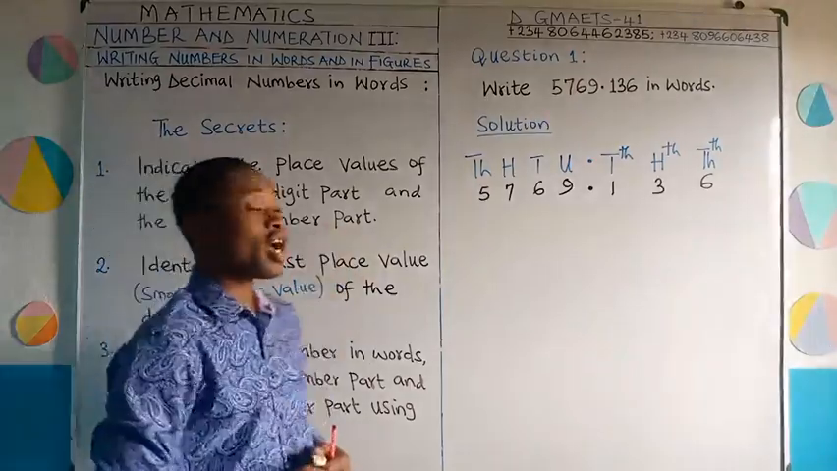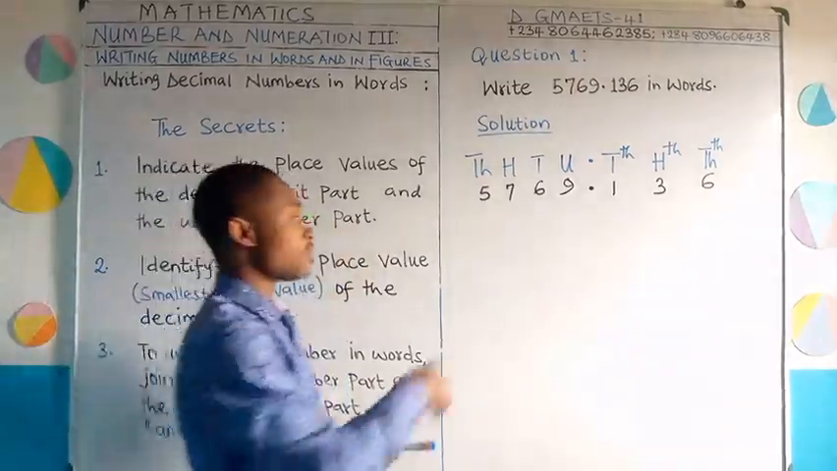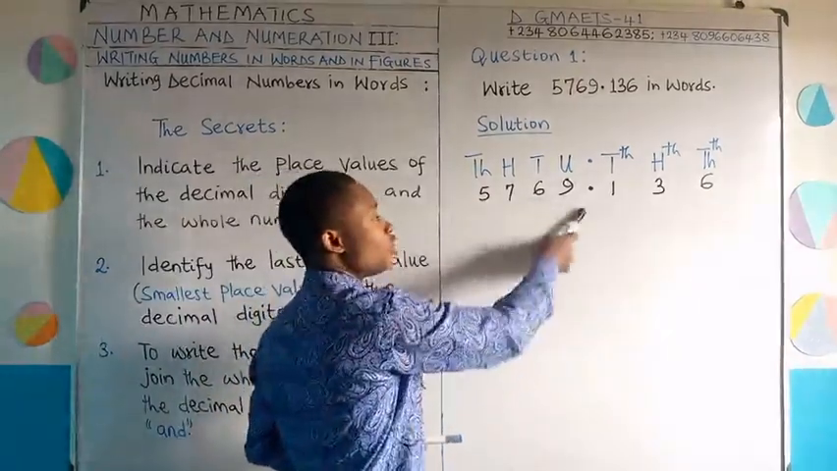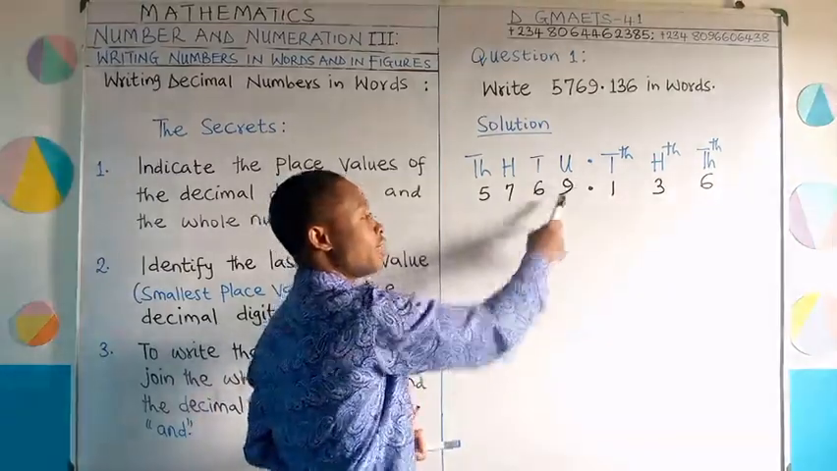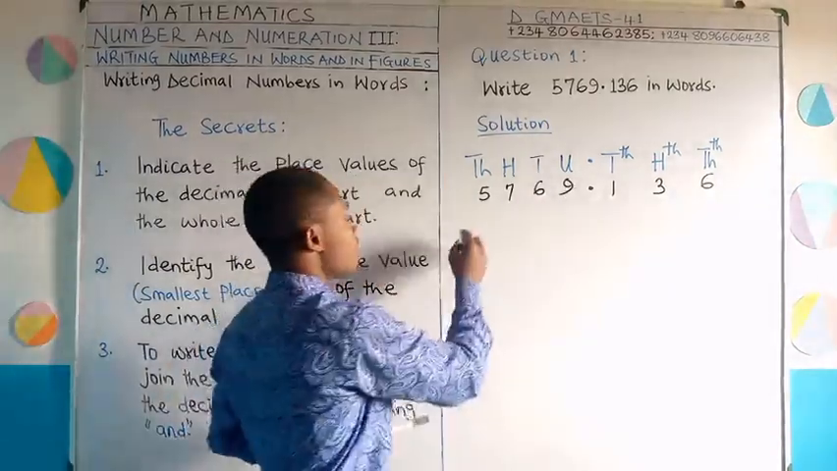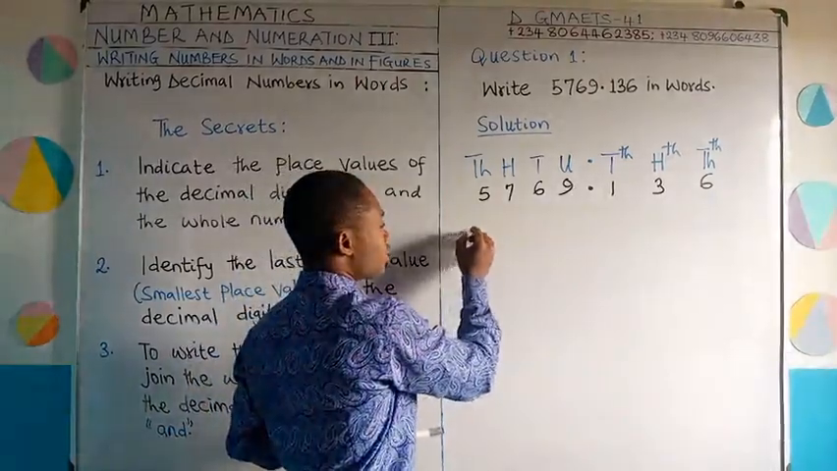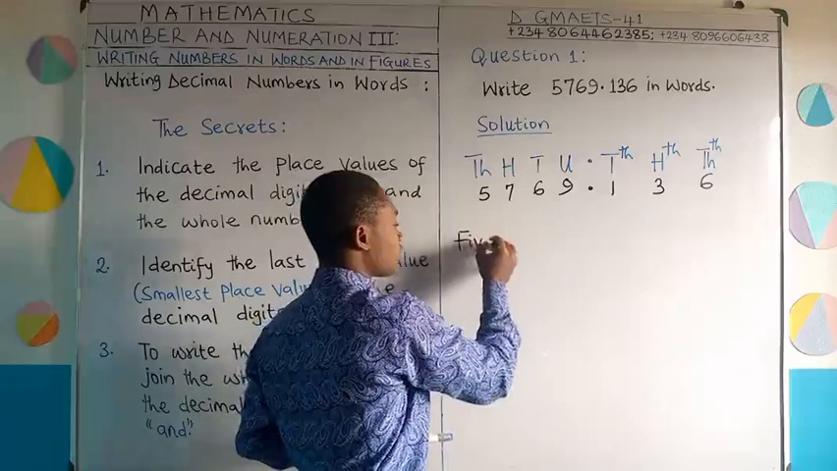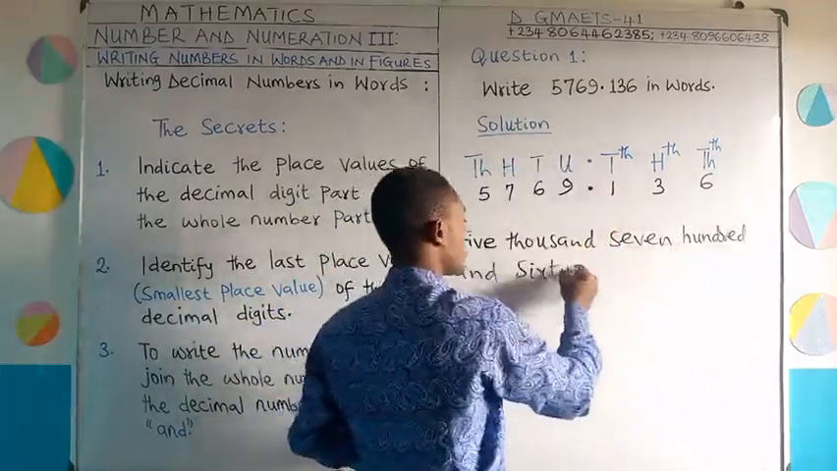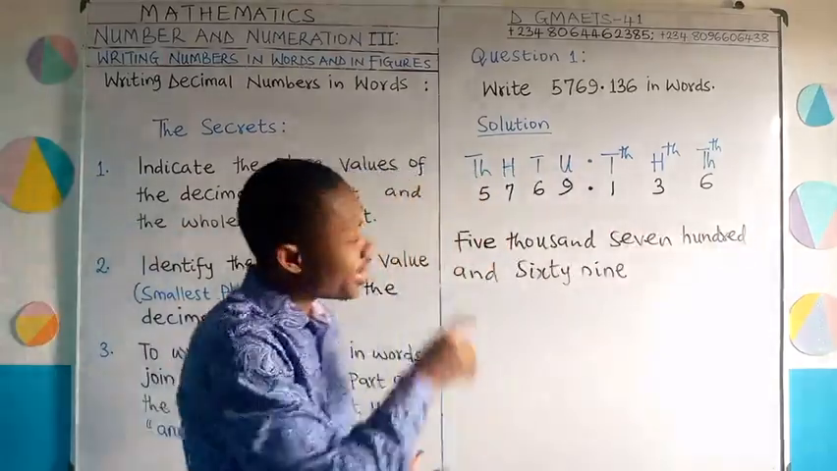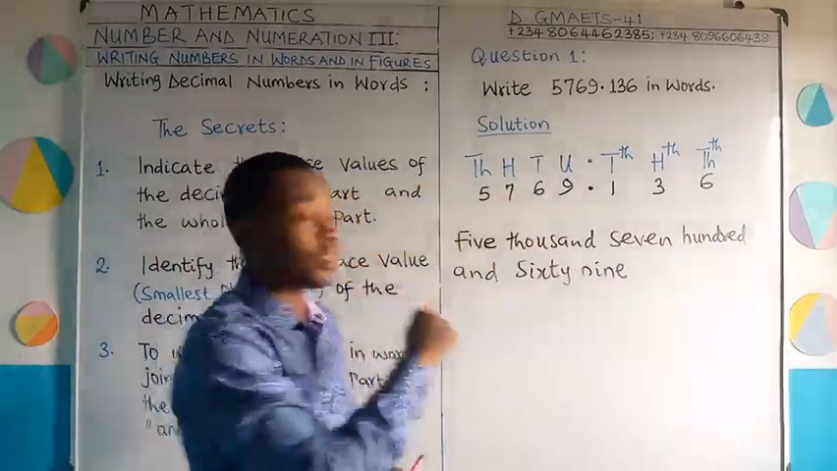So with this, now let's see how we can write this number in words. This is a whole number, and this is simply 5,769. Okay, so I will write that, 5,769. Good. Now we will look at the decimal part. The decimal part is 136.